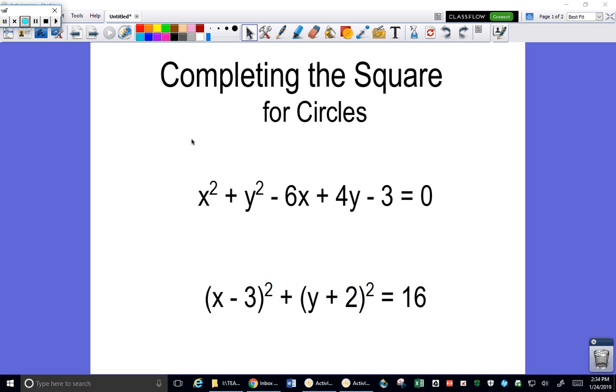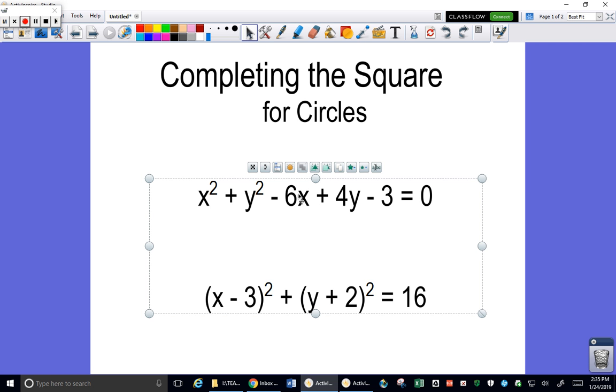So in this video, we're going to talk about the process called completing the square. Specifically we're going to do it for circles, but you can apply it to just about anything with a squared term. So it can be quadratics, or any other type of conic section, like a parabola or a hyperbola or an ellipse, but especially circles.